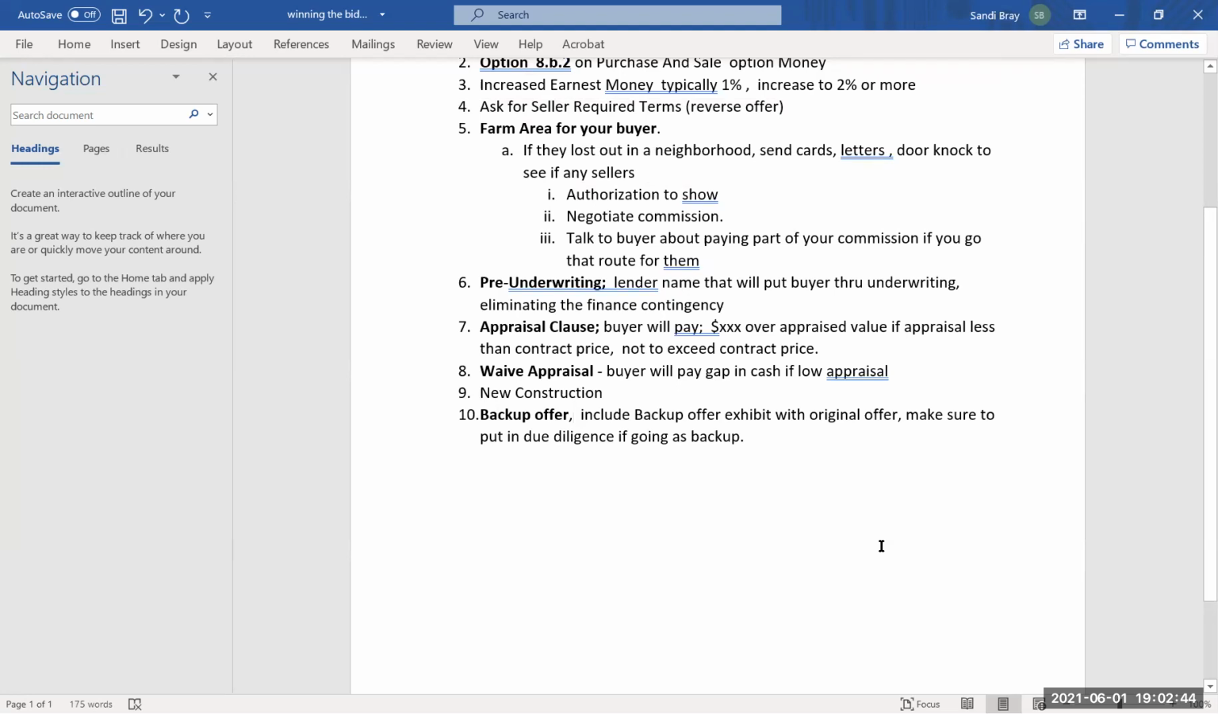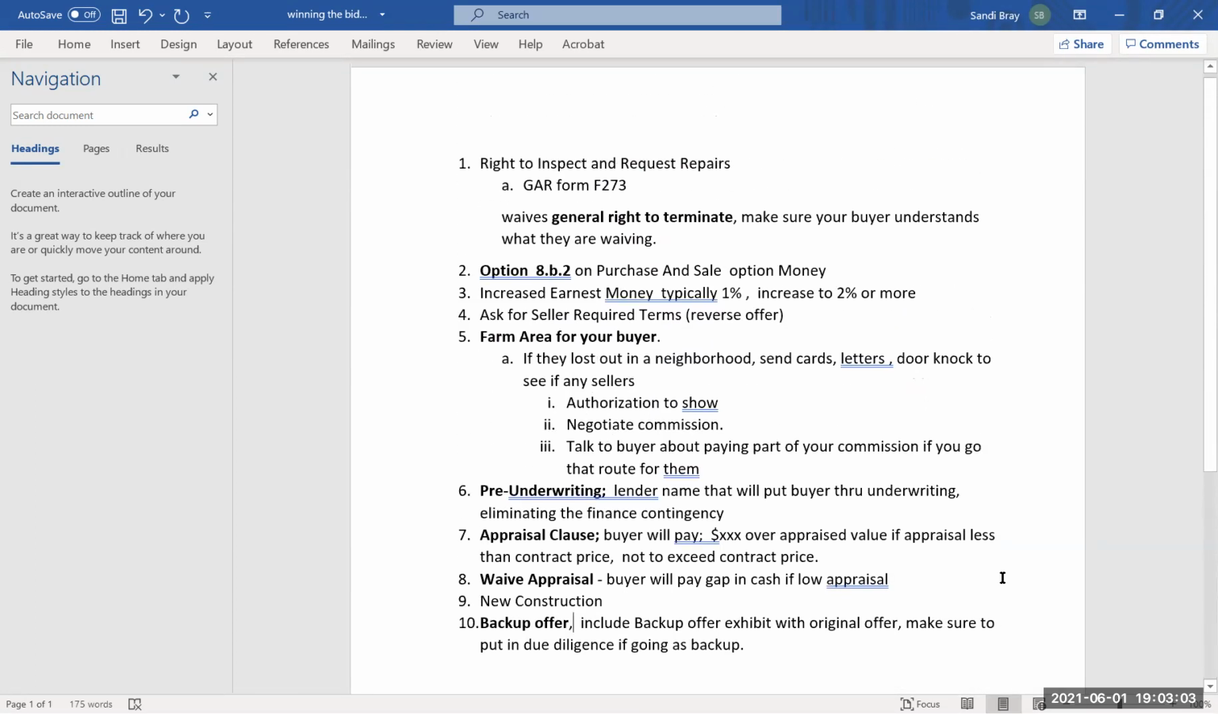You can put your primary offer in with the terms that work for your buyer. And maybe you can put a right to request repairs in there. And they say, yeah, we'll take a backup. And then you send the backup over with a due diligence period. You've got to have that.